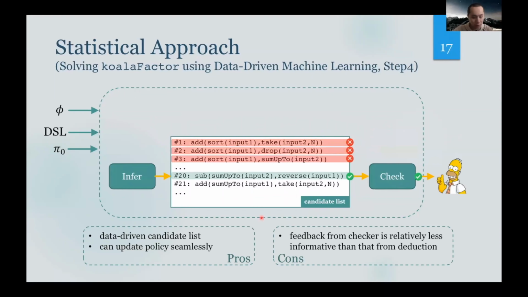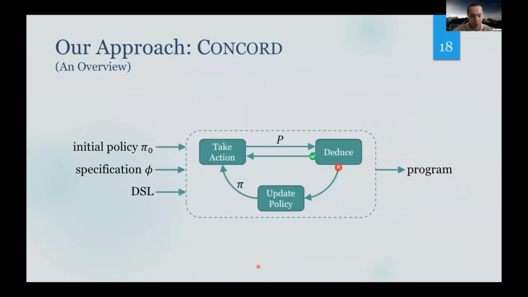So there are also pros and cons here. On the one hand, the candidate list is derived from a data-driven model, which can better reflect the user intent, and then we can update the policy in a seamless way. On the other hand, the feedback from the checker is relatively less informative than that from the deduction. So back to the Concord overview.